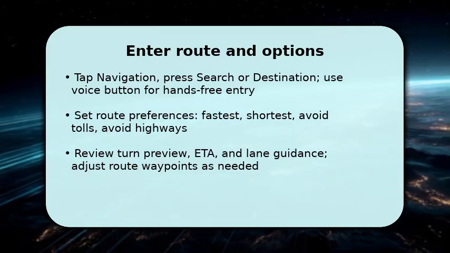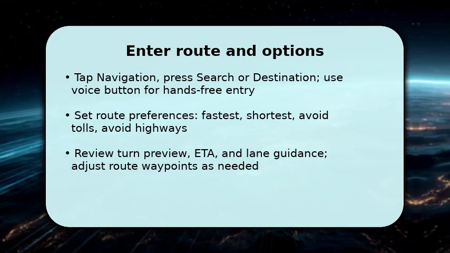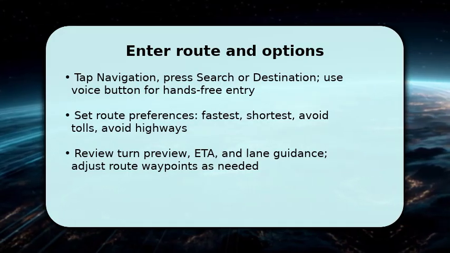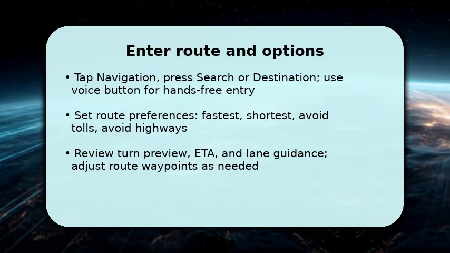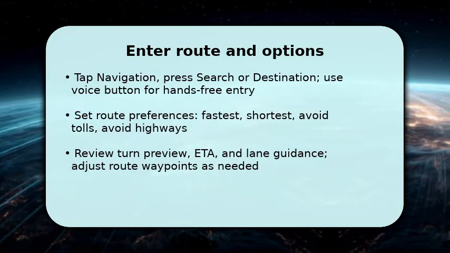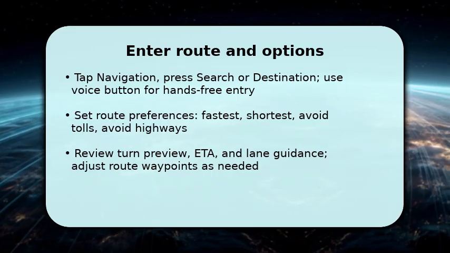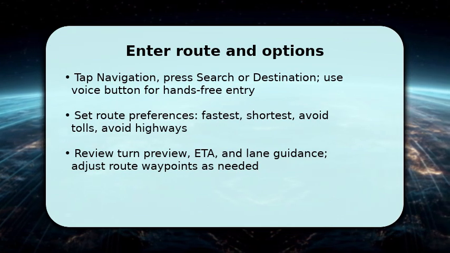After the system recognizes the address, open route options to choose fastest versus shortest and toggle avoid tolls or highways. This changes GPS calculations dramatically. Make sure to inspect the turn preview and ETA. Lane guidance appears on highway approaches. If you need a stop, add waypoints manually. The system recalculates. Once satisfied, tap Go and watch the first set of directions appear.